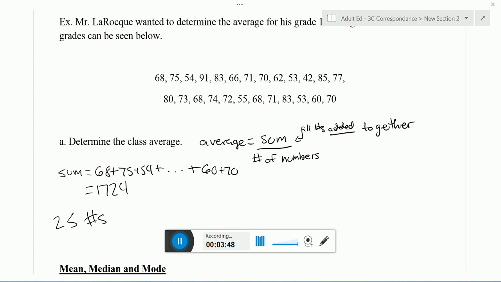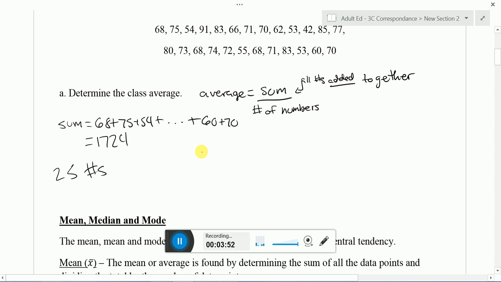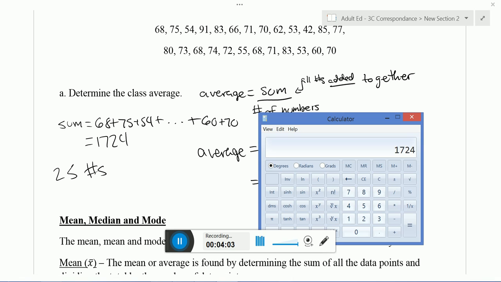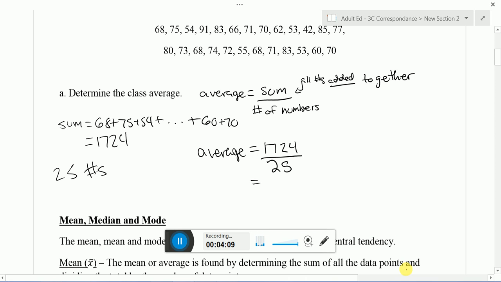Since we know the sum and we know that there are 25 numbers, finding the average is fairly easy. The average is equal to the sum, which is 1,724, divided by how many numbers there are, which is 25. If we do that division, we end up with an average of 68.96.